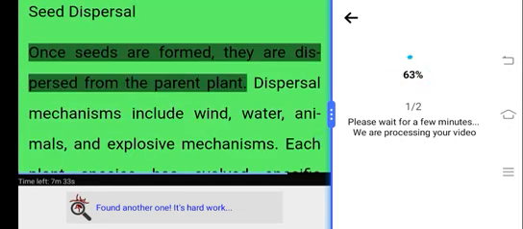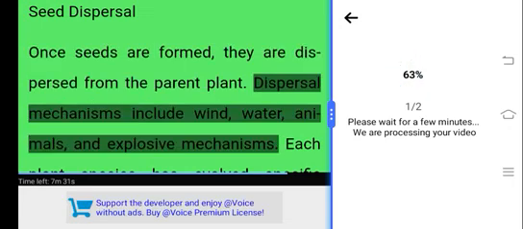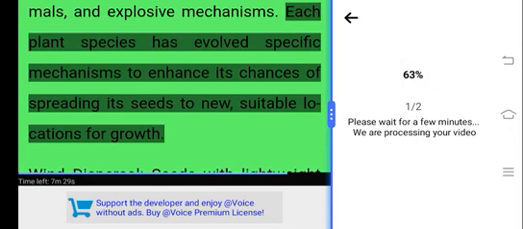Seed dispersal. Once seeds are formed, they are dispersed from the parent plant. Dispersal mechanisms include wind, water, animals, and explosive mechanisms. Each plant species has evolved specific mechanisms to enhance its chances of spreading its seeds to new, suitable locations for growth.